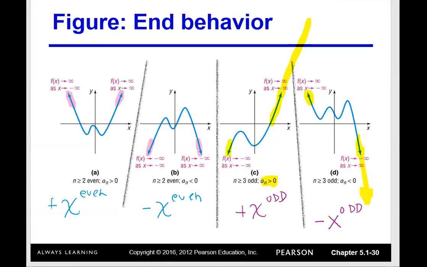We're looking at the coefficient. If it's a positive x, both ends are up. If it's a negative x, both ends are down when your exponent is even. If your exponent is odd, you're going to have the first end pointing down and the second end pointing up. But if it's a negative, it'll be the reverse of that.